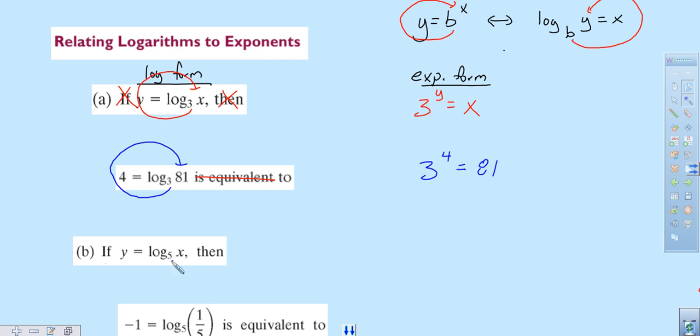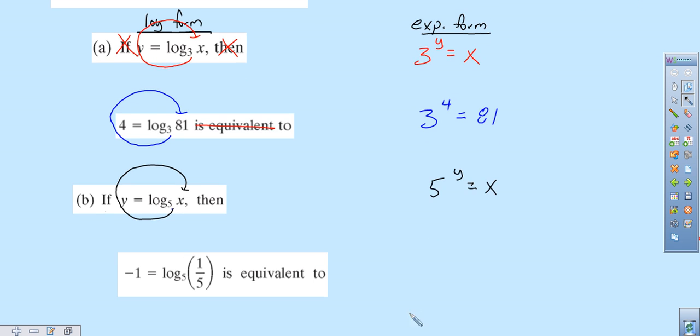Start at the base, swing around towards the equal sign, come back around. Remember the key thing is go towards the equal sign. So 5 to the y is equal to x. And the last one, start at the base, go towards the equal sign, swing back around. So that's 5 to the negative 1 is equal to 1/5.